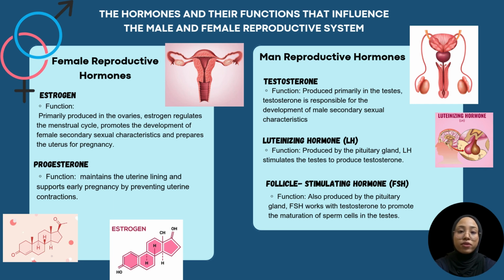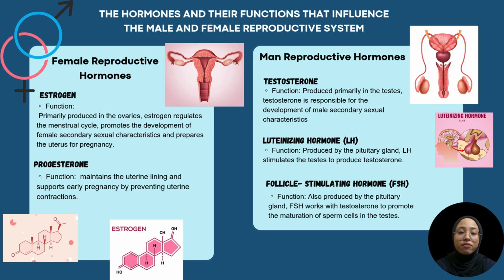For female reproductive hormones, first is estrogen hormone. It's primarily produced in the ovaries, and it also regulates the menstrual cycle, promotes the development of female secondary sexual characteristics, and prepares the uterus for pregnancy. Then secondly is progesterone. It is produced by the ovaries and the placenta during pregnancy. It also maintains the uterine lining and supports early pregnancy by preventing uterine contraction.